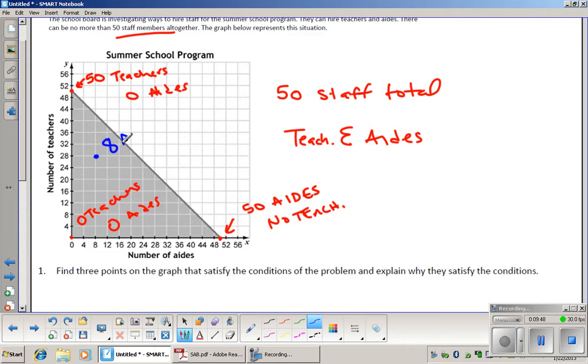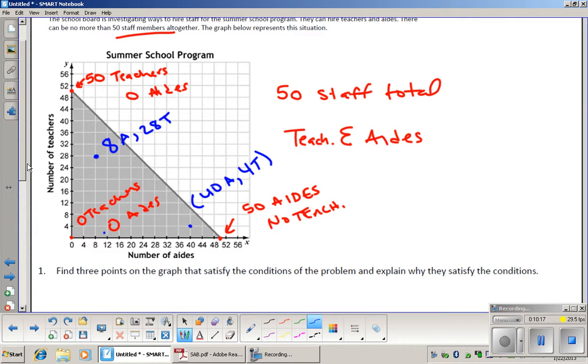Or this guy right here, 40 aides, 4 teachers. Okay? So every point is explainable. It makes sense in context of the problem. As long as the total doesn't exceed 50, we're good to go. And if you look at all these combinations, 50 plus 0, 0 plus 0, 40 plus 4, 8 plus 28. Those are all still under 50 total staff members, so we are good. We'll scroll down. We'll see what they have in store for us next.